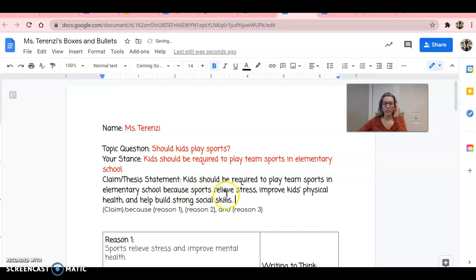Notice I've reworded those 3 reasons just a tiny bit so that they're nice and short and concise, and I'm not overwording it or elaborating too much because I'll get into that in my body paragraphs. So my thesis statement is, kids should be required to play team sports in elementary school because sports relieve stress, improve kids' physical health, and build strong social skills.